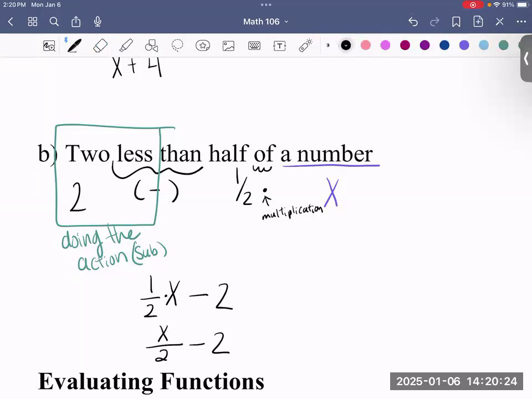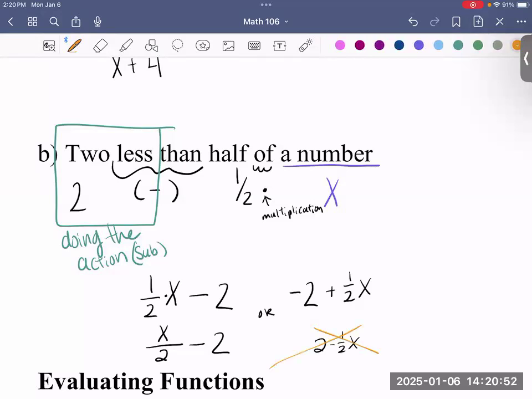You could, if you wanted to, write it a third way. You could also say -2. You're taking away 2 from half the number. So you can write in any of those 3 notations. What you can't do is say, okay, this is 2 minus 1/2 of x. That is suggesting that you're taking half the number away. You are taking 2 out of that number.